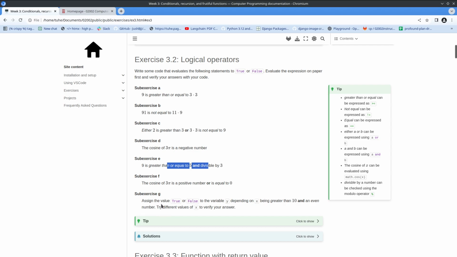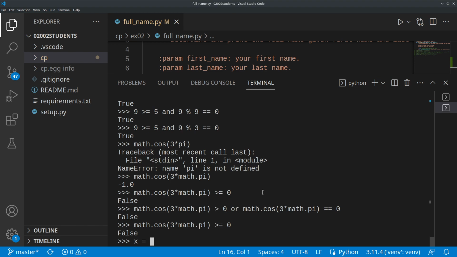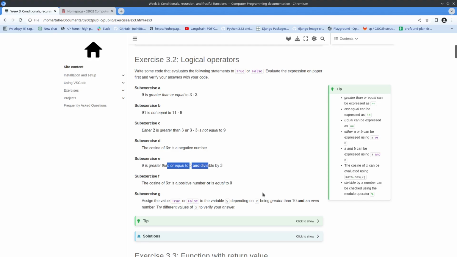Okay. Assign the value true or false to a variable y depending on x being greater than 10 and an even number. Okay, so let's try to define x as something. So let's say x is equal to 12. So how do we do that?